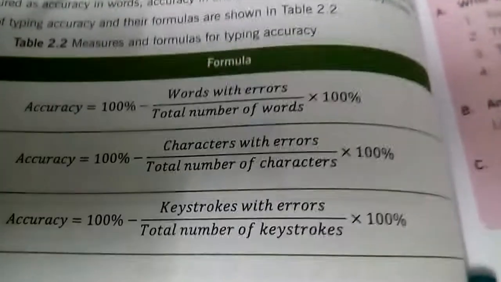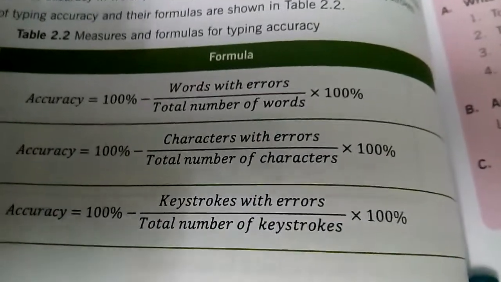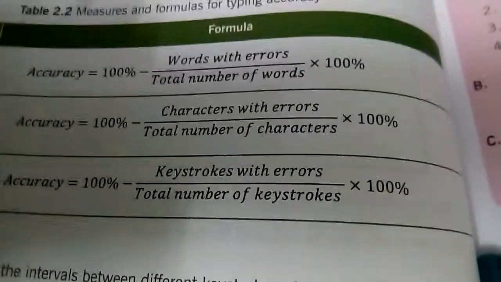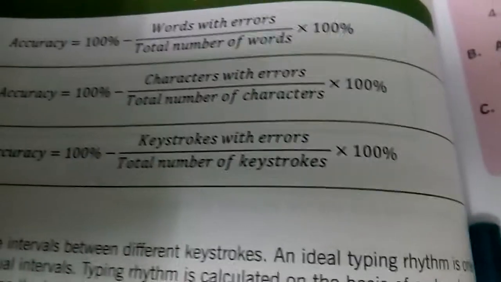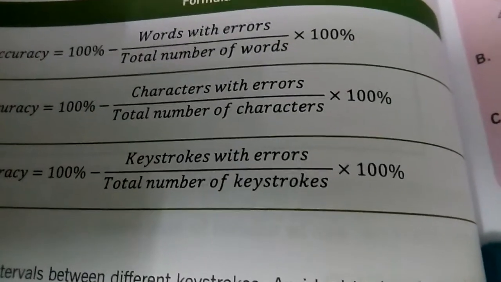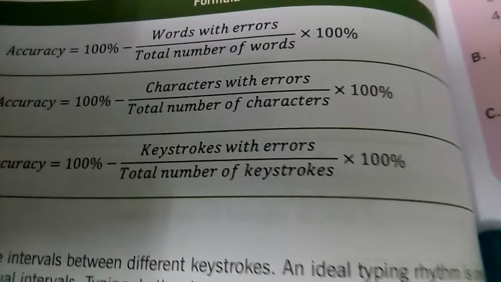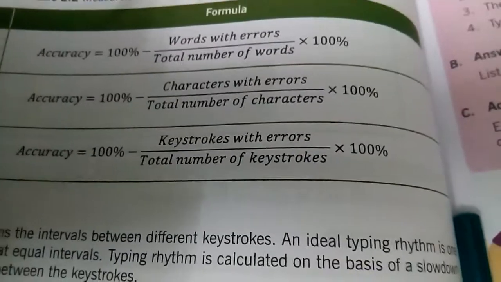The first one is words, the second is characters, and the third is accuracy in keystrokes, that is 100% minus keystrokes with errors divided by total number of keystrokes into 100%.